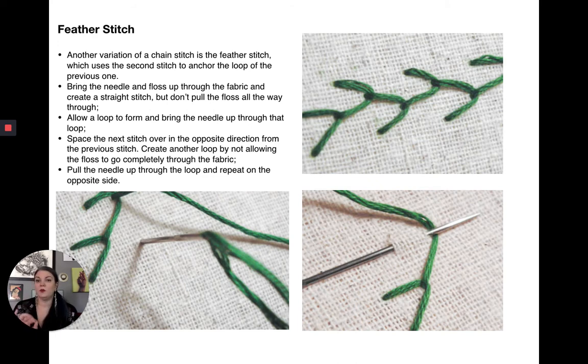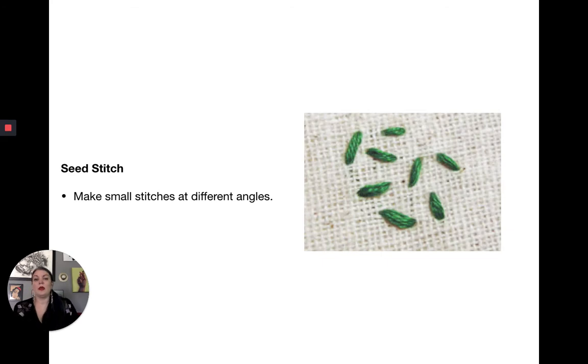You allow the loop to form and bring the needle through that loop, and then you space the next stitch over in the opposite direction from the previous stitch, so you get this kind of off-center back and forth. So it's called a feather stitch. It kind of looks like a feather, or maybe a vine a little bit. And then seed stitches are really easy. They're just small stitches that you make at different angles. So those are some of the basic kinds of stitches, okay?